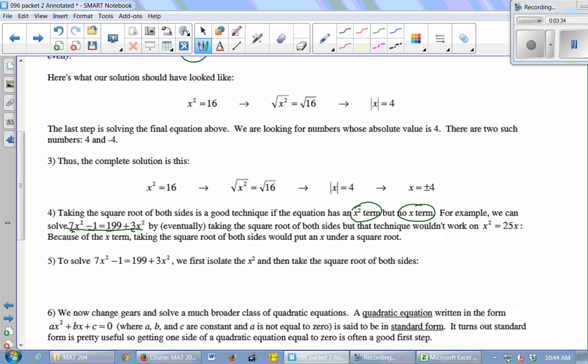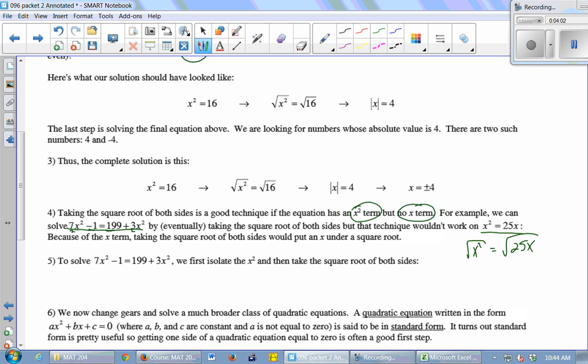But that would not work if I was trying to solve x squared equals 25x. Because at this point, if you square root both sides, you get the square root of x squared equals the square root of 25x. And this simplifies nicely, but the square root of x is even uglier than what you started with, right? It doesn't help at all. It doesn't get rid of the x's. So we'll try to do that kind later.